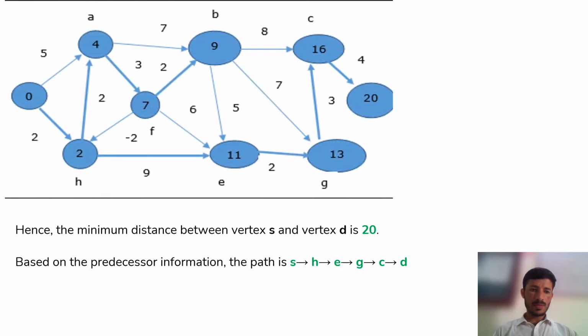Hence, the minimum distance between vertex S and vertex D is 20. Based on the predecessor information, the path is from S to H, from H to E, from E to G, from G to C, and from C to D. So this was exactly the Bellman-Ford algorithm.